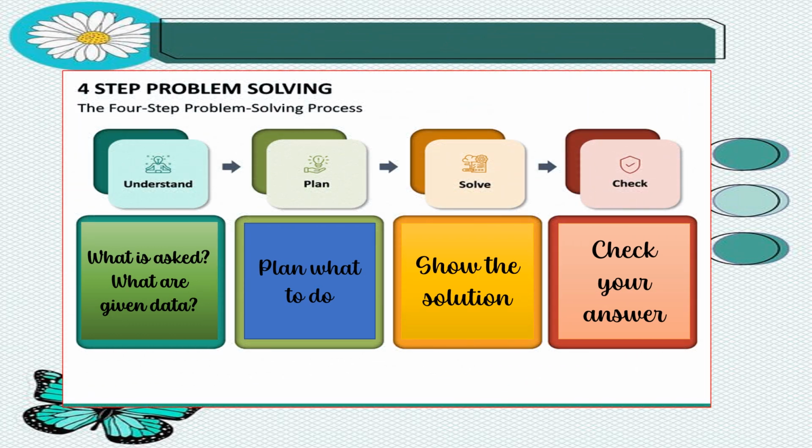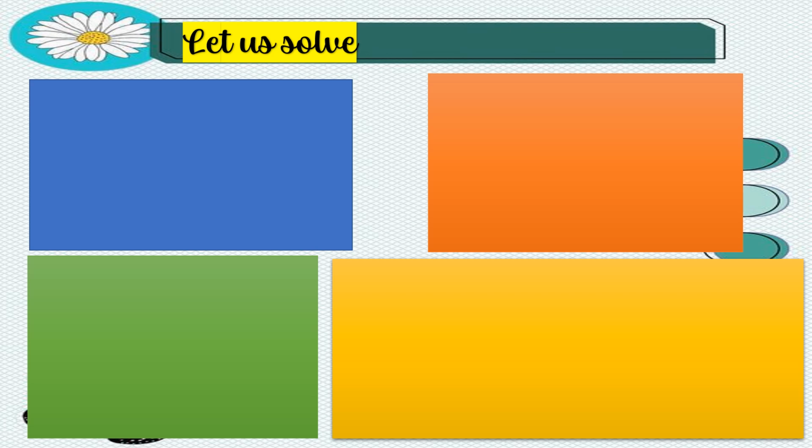So we have to use the Polya's 4-step word problem solving. So we have understand. Understand is what is asked and what are the given data. Then we have the second, which is plan. And then plan what to do. And then we have also solve, show the solution. And then check your answer. So let us solve the problem.